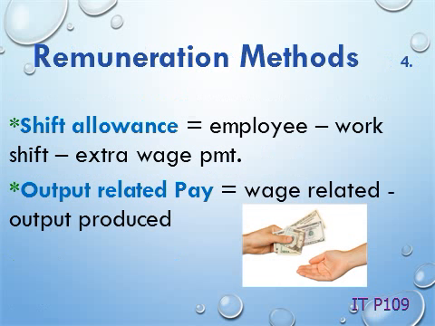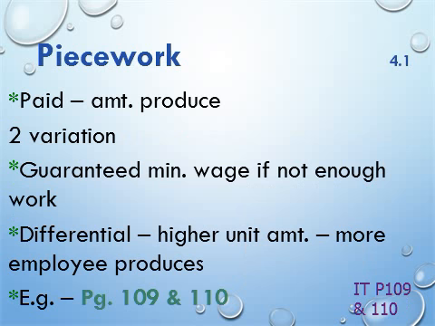4. The different methods that can be used to pay employees are: Shift allowance, which is the extra wage payments that are paid to employees who agree to work shifts. Output-related pay is when an employee receives a wage that is directly related to the output that they produce. Piecework is when an employee is paid according to the amount of units that they produce.